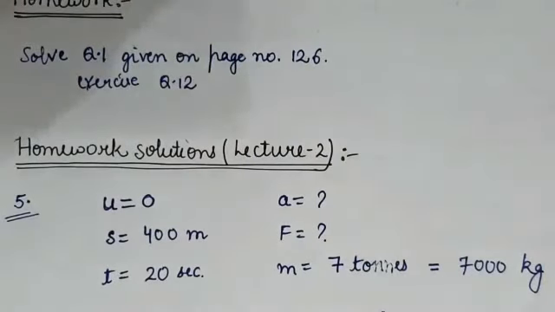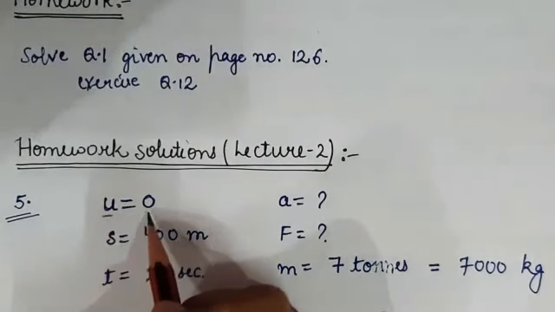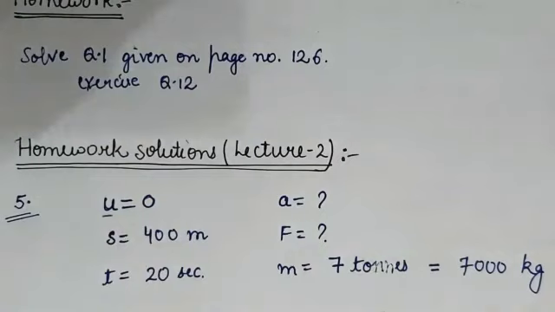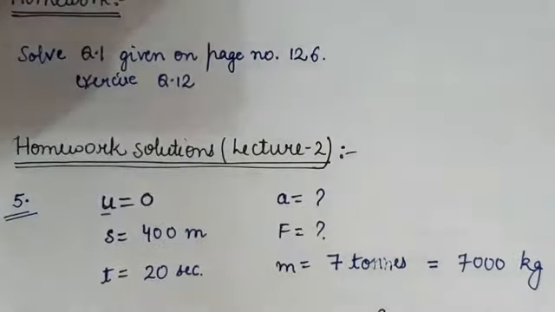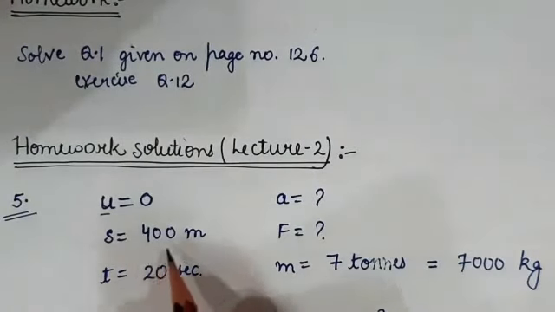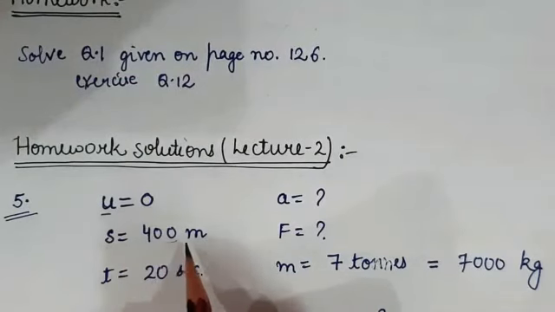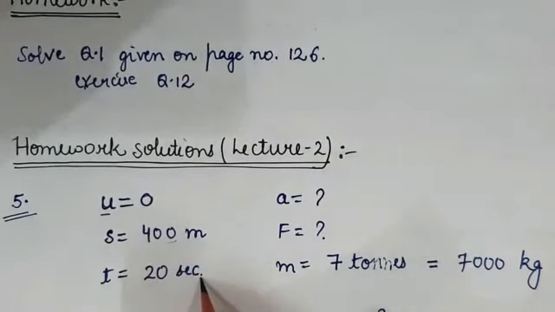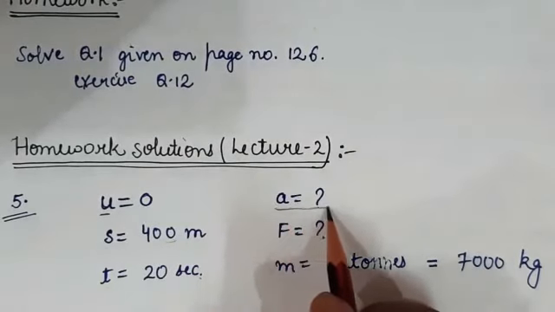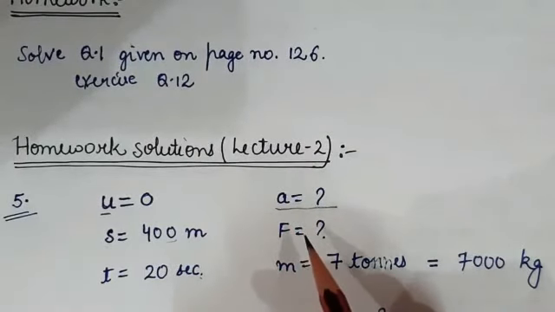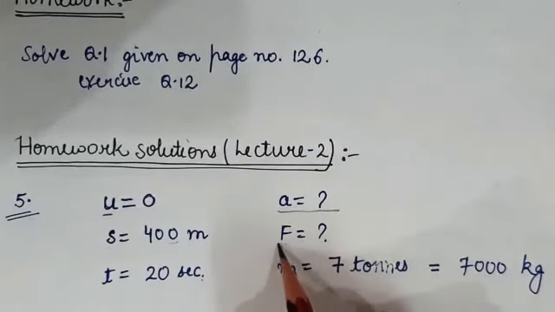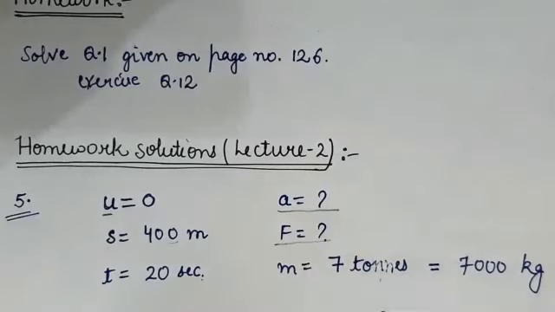Question number 5 was, a truck starts from rest. Rest means initial velocity 0, and rolls down a hill with a constant acceleration. It travels a distance of 400 meter. So S is 400 meter. In 20 seconds. Time is 20 seconds. Find its acceleration. You need to calculate acceleration. Find the force acting on it if its mass is 7 ton. You have to find the force and the mass is given 7 ton.